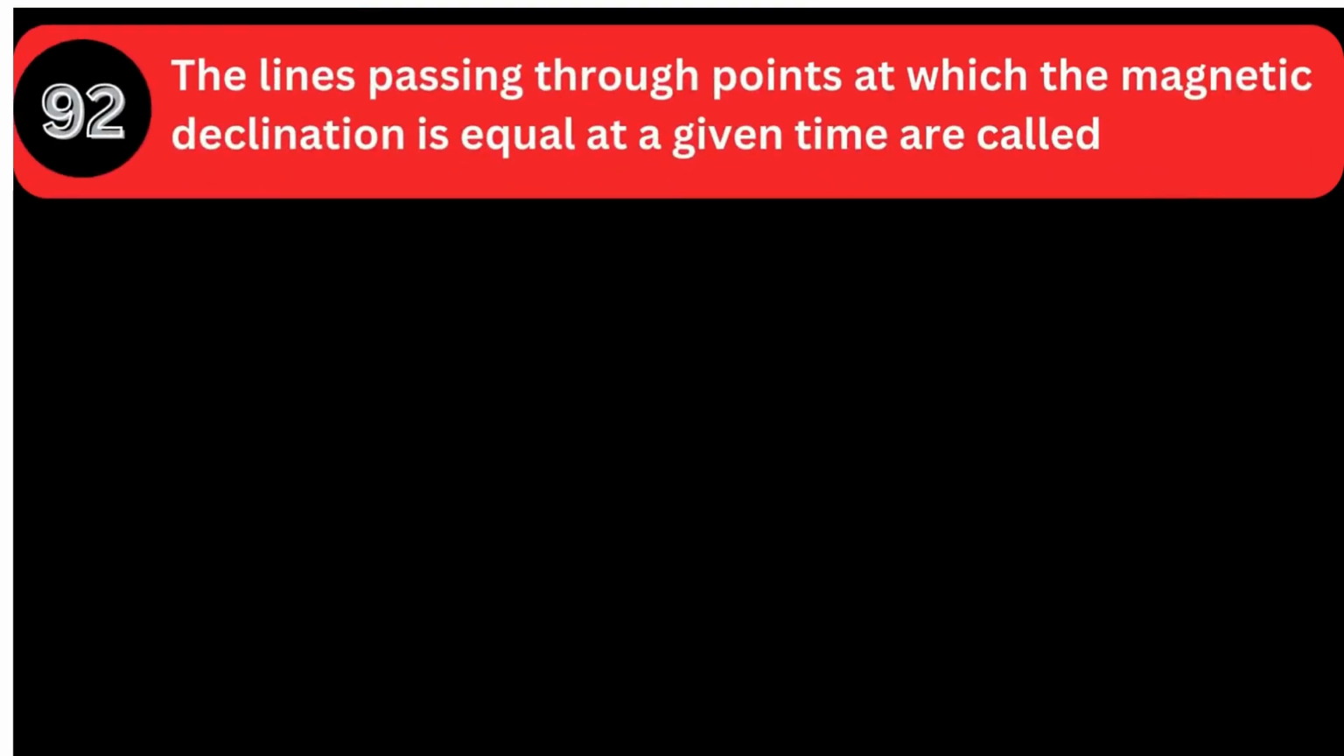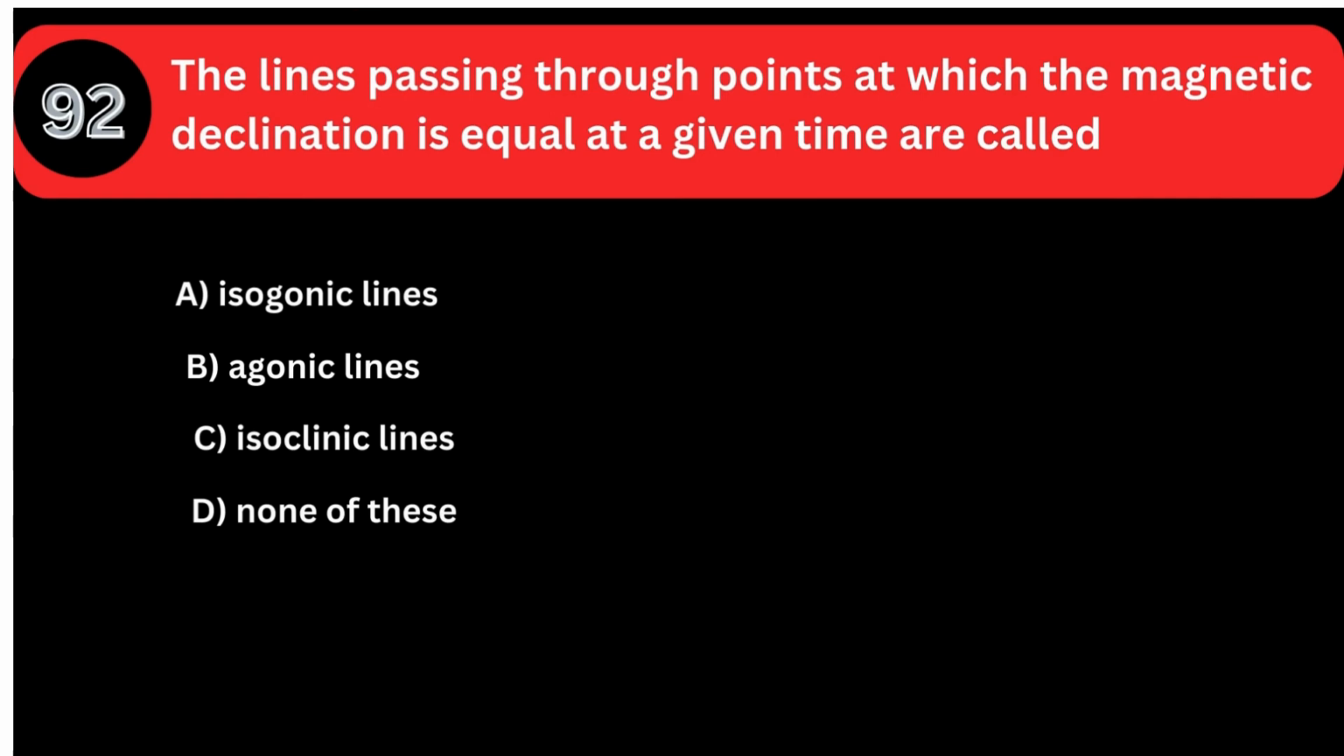The lines passing through points at which the magnetic declination is equal at a given time are called. Options A. Isogonic lines. B. Agonic lines. C. Isoclinic lines. D. None of these. Answer A. Isogonic lines.